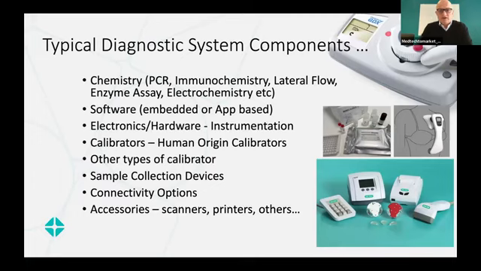Okay, so typically within a diagnostic system, there are chemical elements, whether it's PCR, immunochemistry, lateral flow, whatever. Chemistry aspects, unless it's a solid state type test like an ECG. There's software, and so it could be all or some of these things. There's software which can either be embedded or application based. Electronics, there's calibrators. These are often human origin calibrators, so freeze-dried plasma, for example. There are also other types of calibrator, sample collection devices, I mentioned, and then various connectivity options, and also other accessories.